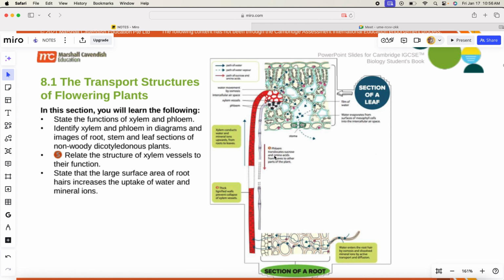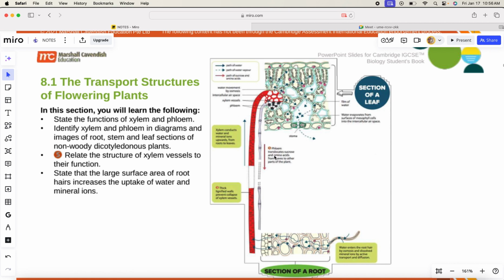So we're going to learn about the transport and the structure of the flowering plant, how it is designed and is suitable for the transport of water, mineral ions, and the manufactured glucose, organic substances that are manufactured by the plant. Here we're going to be able to state the functions of xylem, which are vessels that transport water from the root hair cells all the way to the leaves or to every other part of the plant. And then we're also going to identify the xylem and phloem in the diagram.